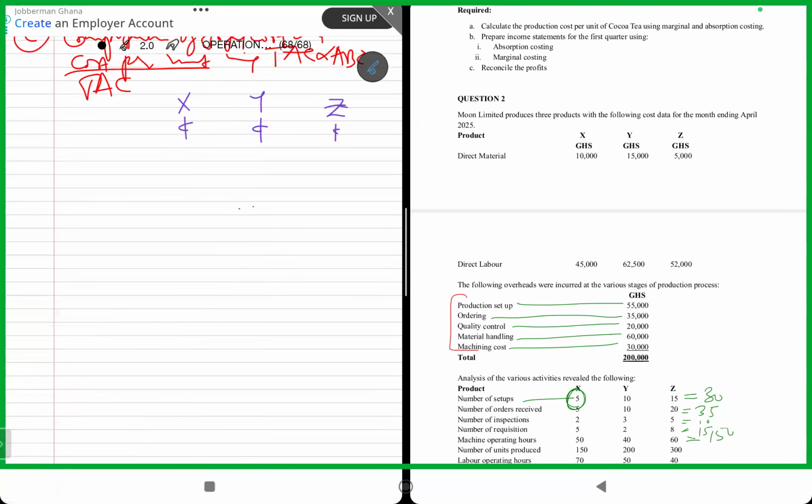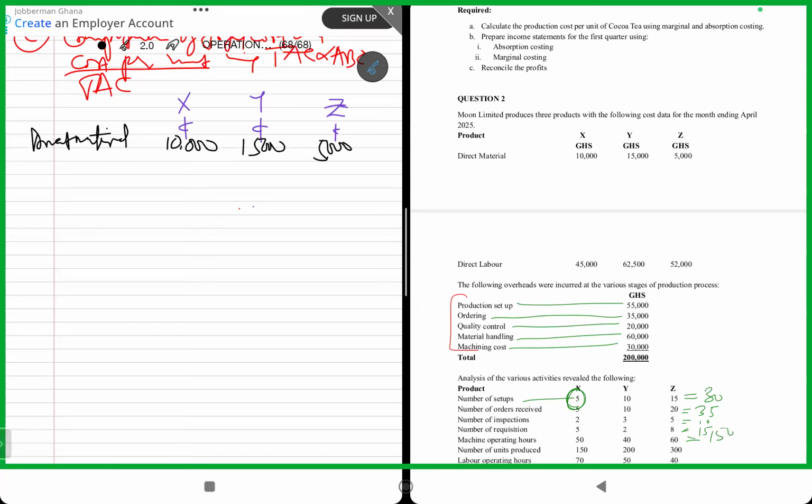So we start with what? Direct material. The direct material is what? 10,000 for X. So write the same figure. This 10,000 is not for one, it's for the total. Then Y is what? 15,000. Then the Z is what? 5,000. Followed by what?